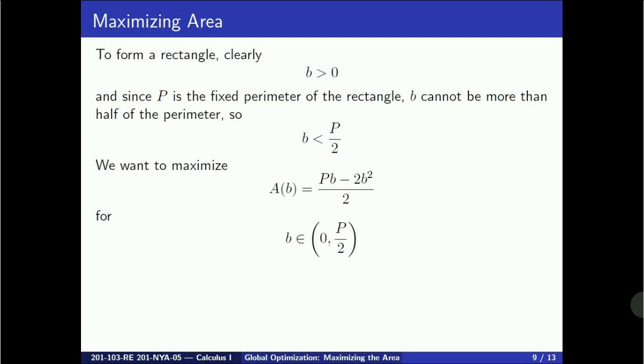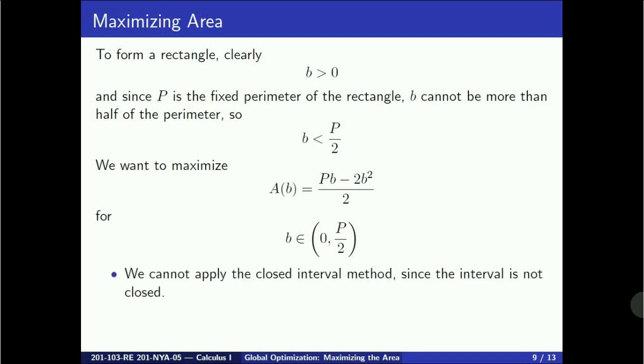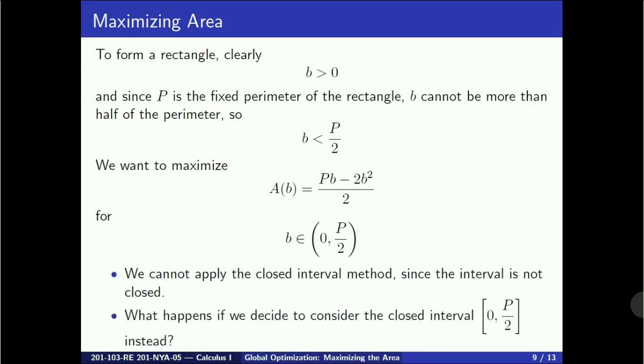A is a polynomial, so it's continuous, but the interval is open. It would be nice if the interval would be closed. This way we could apply the closed interval method. So what if we allow 0 and p over 2 as possible values of b and maximize on the closed interval [0, p over 2] instead?